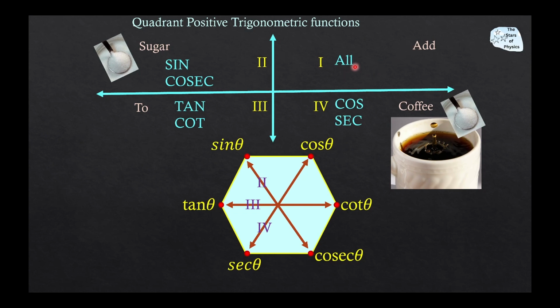So A means all. So here all trigonometric functions are positive in first quadrant. Then S means sine and its reciprocal, that is sine and cosec. So only sine and cosec are positive in second quadrant, all remaining are negative. Then T means tan and cot are positive in the third quadrant, all remaining are negative. And coffee, so here C means cos and sec are positive and all remaining are negative. So just remember, add sugar to coffee to remember this in an easy way.